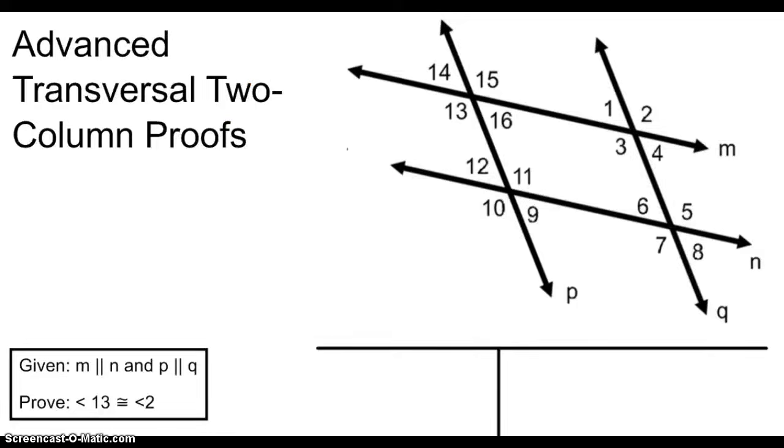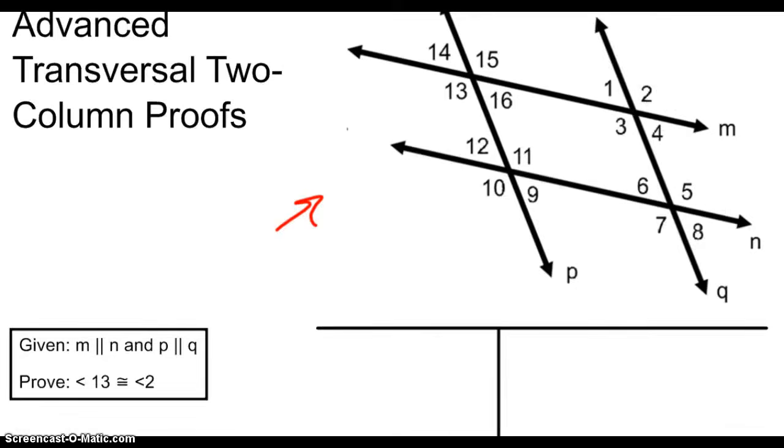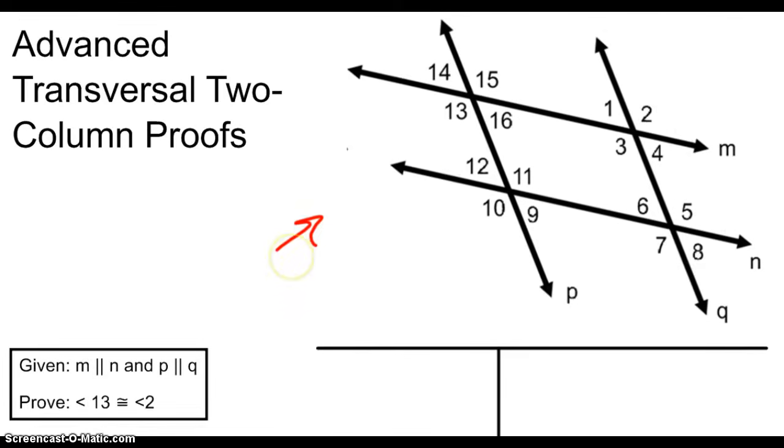Now that you've kind of got the fundamentals down, let's kick it up a notch. Look at the back page. We've got this crazy quadruple transversal thing going on here that's kind of hard to work with, but we're going to get through it and I'll show you some tips. Let's hop right in and try the first proof. Given M is parallel to N and P is parallel to Q. All right, so let's mark that. M is parallel to N and P is parallel to Q.